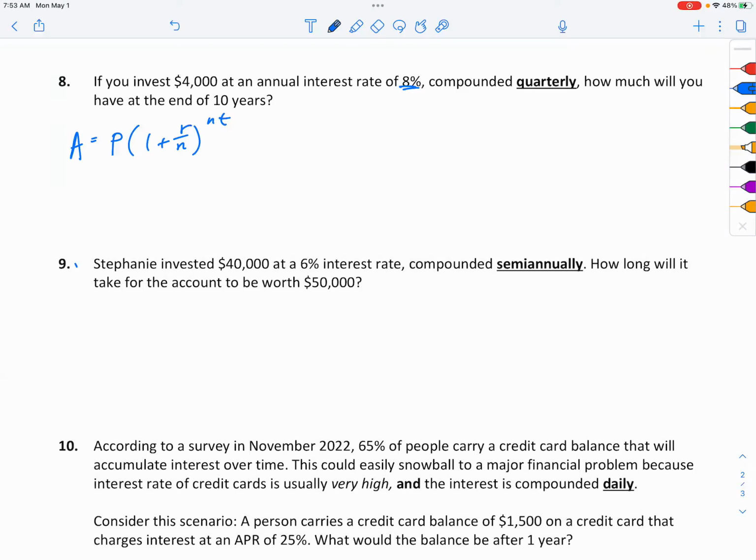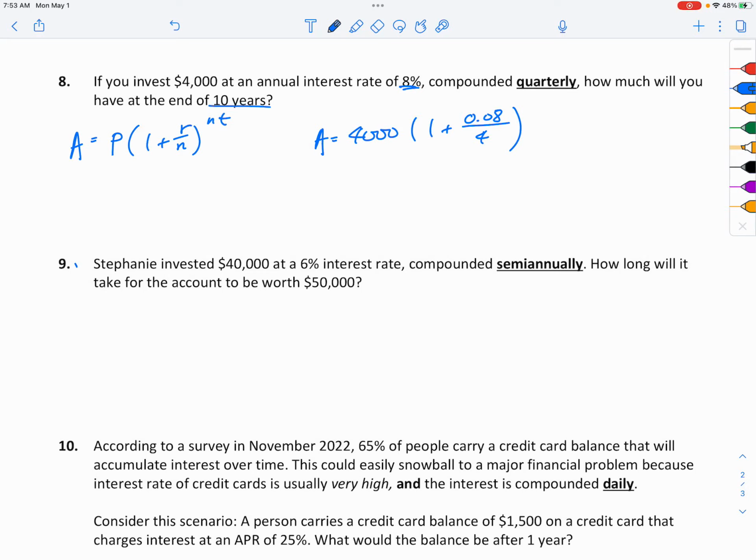And we will see the 2% by doing this: 0.08, 1 plus 0.08 over 4. That's how you see the 2%. And again, that's a rate that will give you the balance after each time you collect your interest.